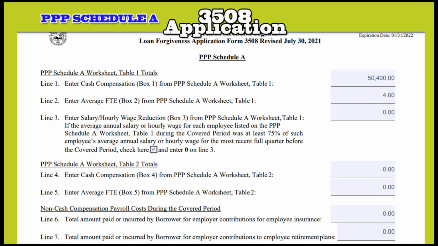We are a small business, so I am going to put 0 here. If you contributed anything to that, you will put that amount there, which you should be able to get from your payroll or insurance company. Retirement plans on line 7. Line 7, if you contributed to any 401ks, any type of retirement plans that you offer for your employees, you would enter that there, okay?